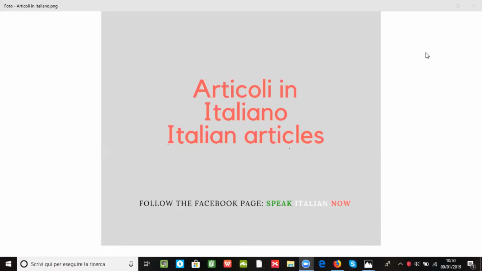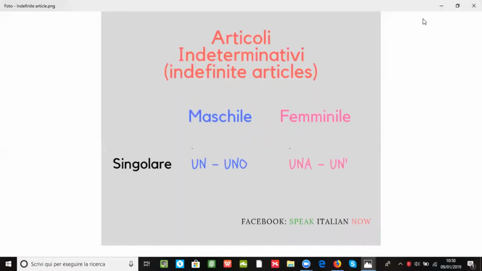And let's start the lesson. Ok, articoli indeterminativi, indefinite articles. We have only the singular, as in English, singolare, maschile, and singolare femminile. Remember, the double letters in Italian are very, very important. So it's femminile, femminile.